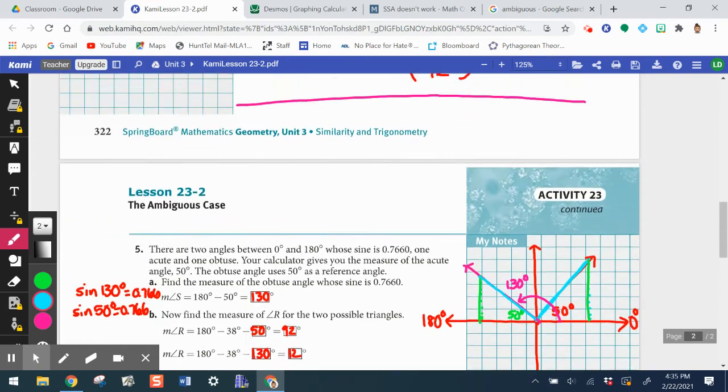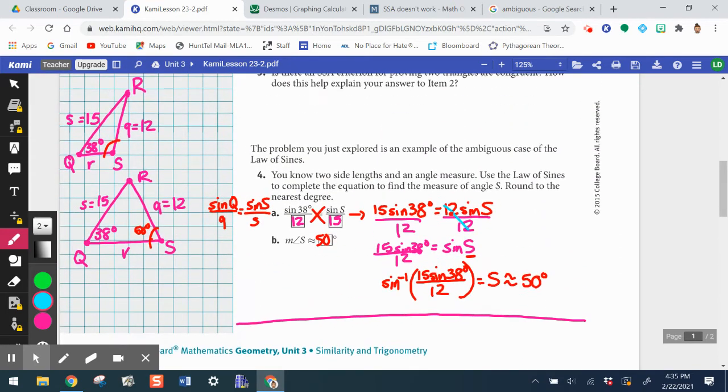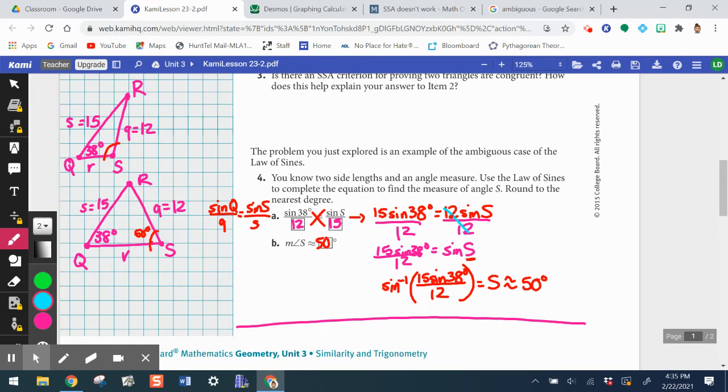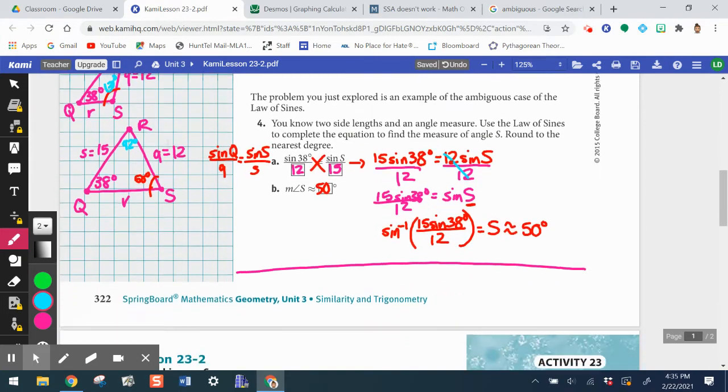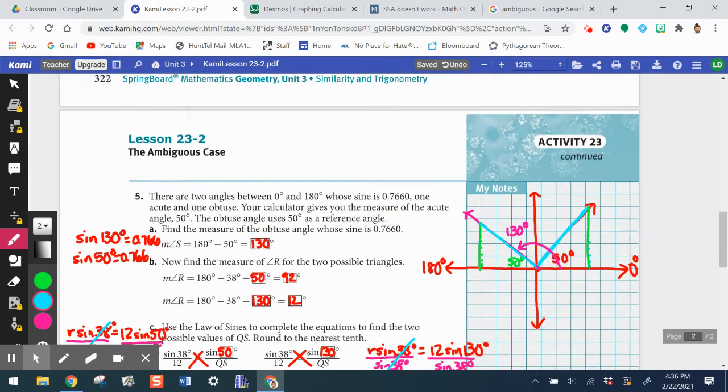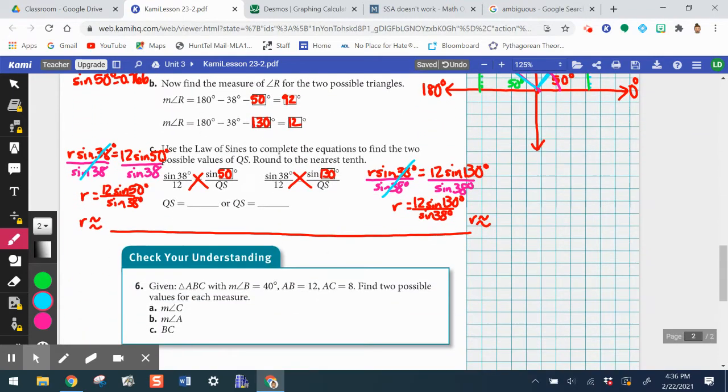So I'm actually going to go back and put that in context. So if angle S is 50 degrees, then angle R is 92. And if angle S is 130 degrees, angle R is 12 degrees. So again, this is the ambiguous case. There are two possibilities or two alternatives based on the information that's given.